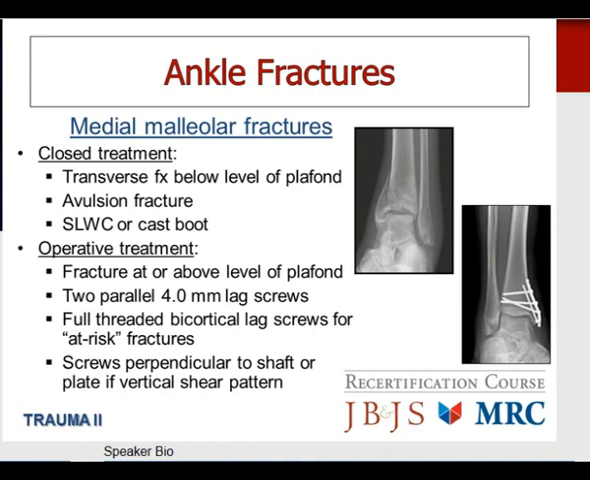Two parallel cancellous lag screws typically are placed. If you have an at-risk fracture, such as a patient with known osteoporosis or diabetes, then full-threaded bicortical screws have been shown to be associated with improved results. And if you have a vertically oriented, a shear-type fracture of the medial malleolus, then screws perpendicular to the shaft or plate fixation of the medial malleolus should be considered.